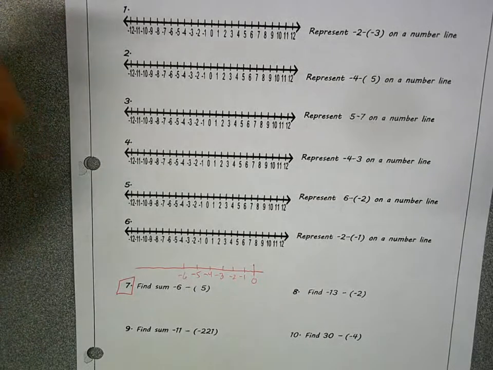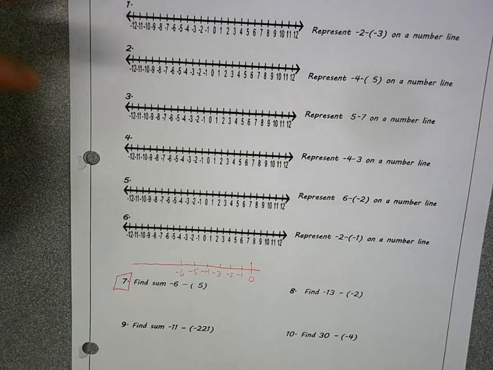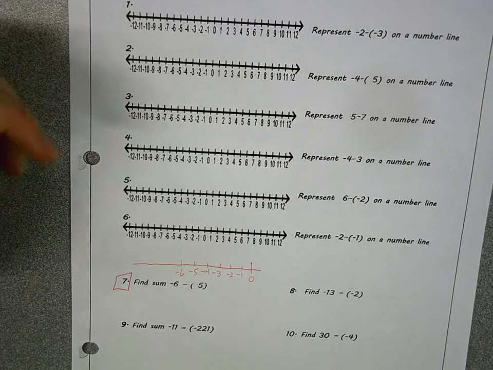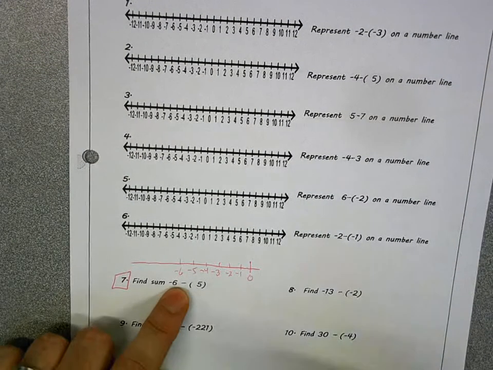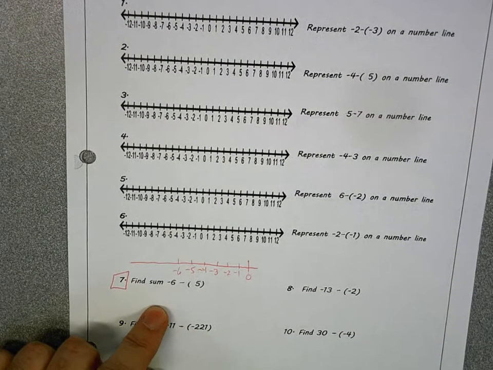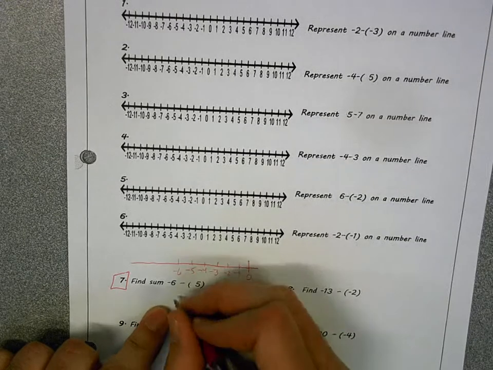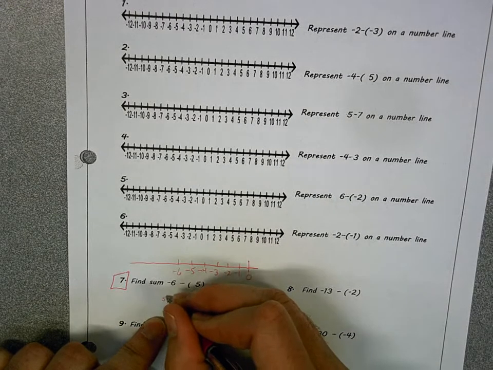When we solve a problem, this problem says find the sum of -6 minus 5. Actually it should probably say find the difference, because we're talking subtraction right now. So here's what we're going to do. We're going to do what we just did last week, and we'll call this step 1.